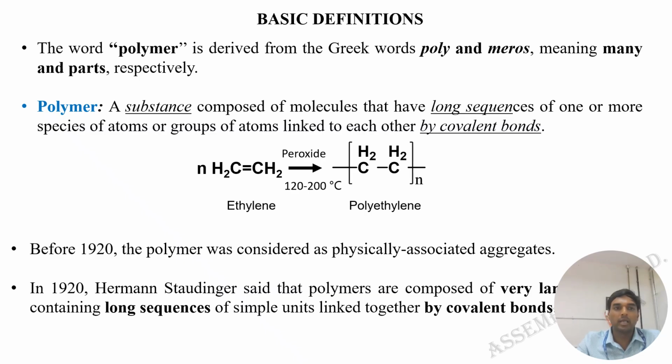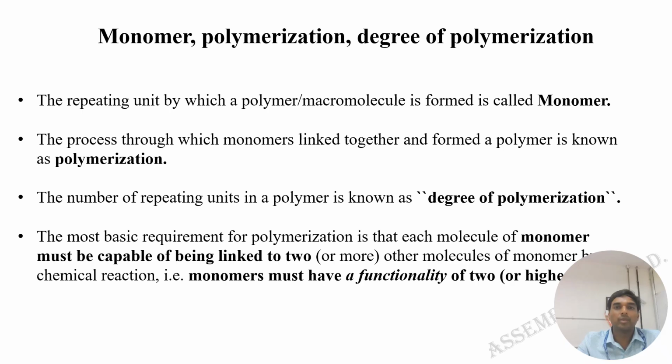Now, in 1920 or before that, polymers were considered as aggregates. But from 1920 onwards, Staudinger said that polymers are composed of a very long sequence of similar molecules joined by covalent bonds. Basically, that is the modern definition. So, what is a monomer? It is the repeating unit in a polymer or macromolecule. I'll come to the point: what is the basic difference between polymer and macromolecules?